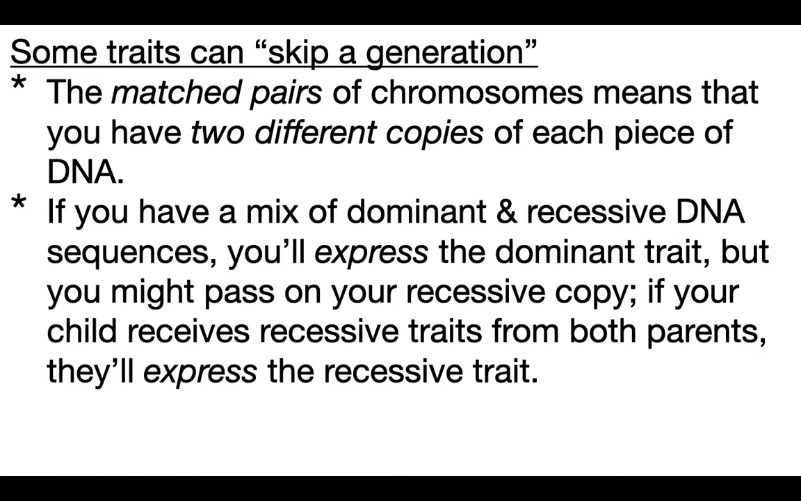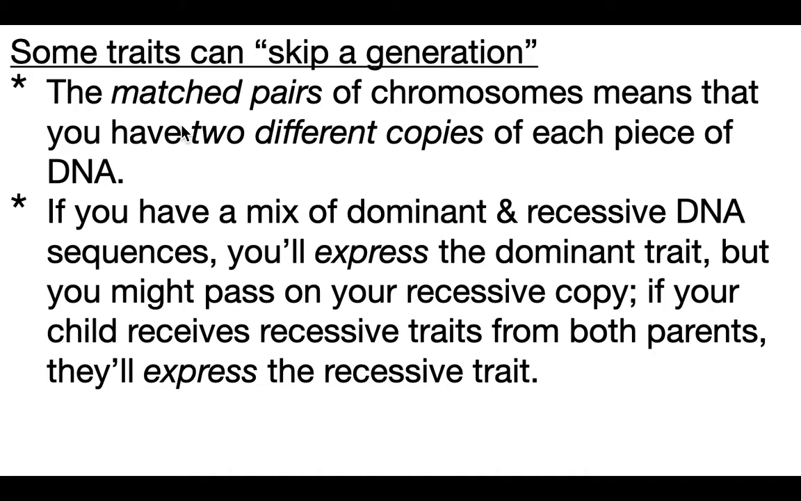Finally, and this is the second, penultimately, some traits can skip a generation. Because chromosomes come in matched pairs, humans have 46 chromosomes in 23 matched pairs. So when you think about the genetic testing company 23andMe, the 23 refers to what we call diploid, the matched pairs of chromosomes. But again, those come in doubled sets. So you always have two different copies for every piece of DNA in your genome. One of those copies you'll have gotten from one parent, the other copy you got from the other parent.